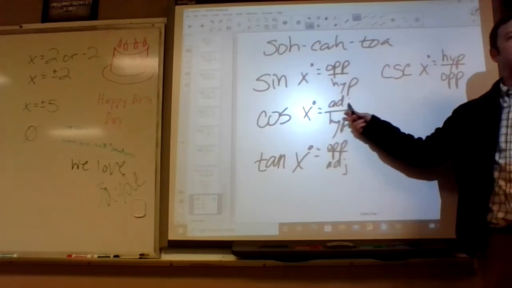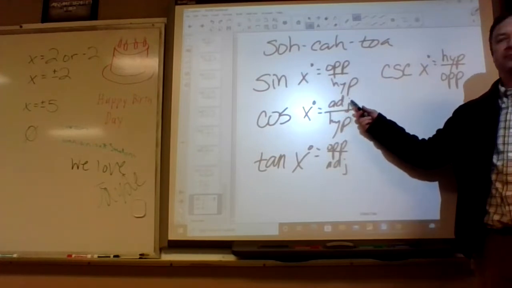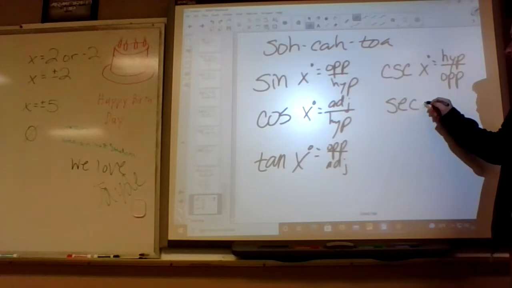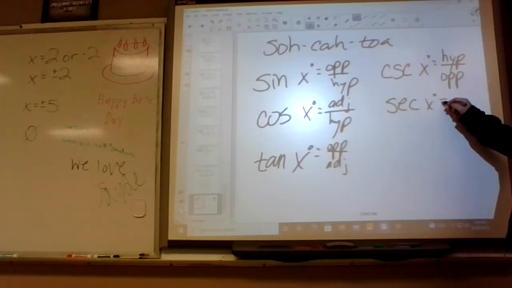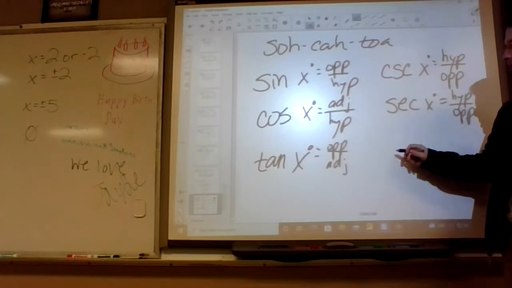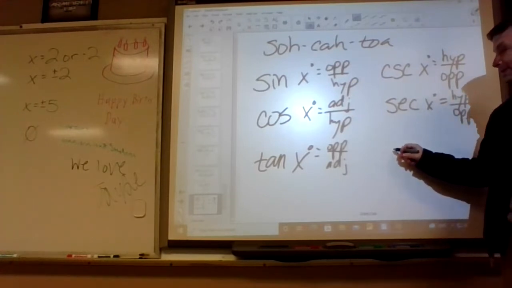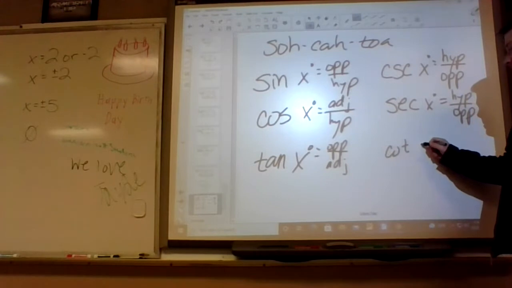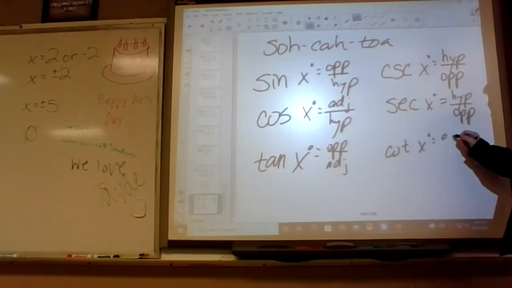What's the reciprocal for cosine? Secant. That's hypotenuse over adjacent. What's the reciprocal for tangent? Cotangent. And that's adjacent over opposite.